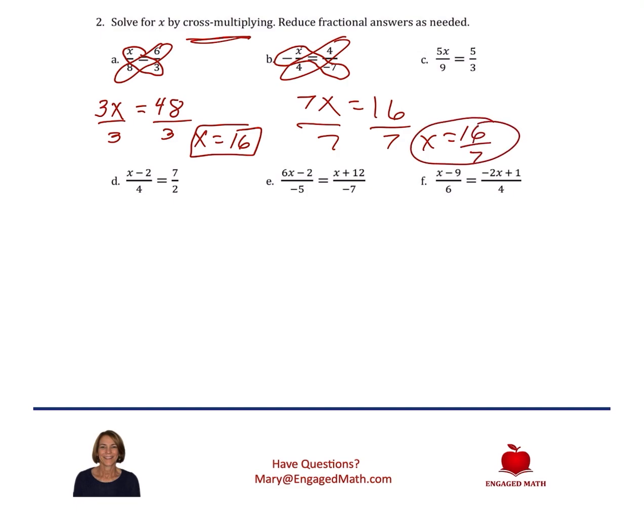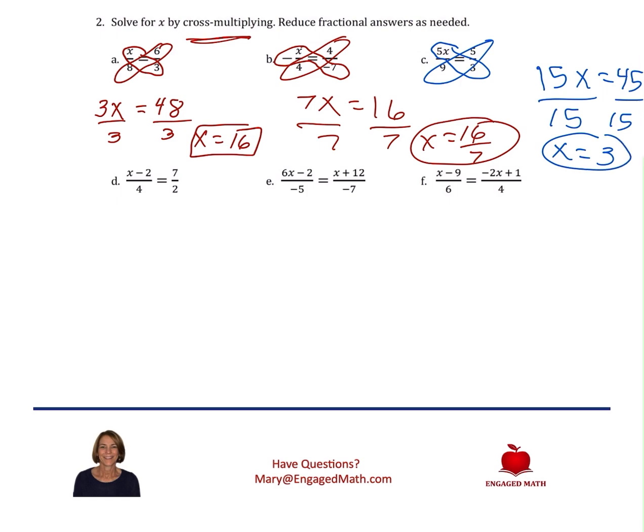Okay, let's look at this next one. I'm going to make a little more space here, maybe by making it a different color so you can see. Here's our butterfly again, and I'm going to write off to the side. So this time, 5x times 3, so we have 15x equals 5 times 9, or 45. Divide both sides by 15, and we simply get x equals 3, and we are done.